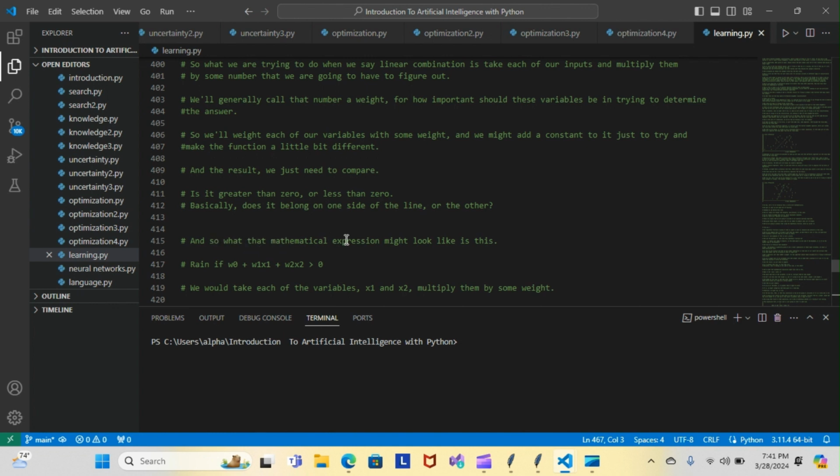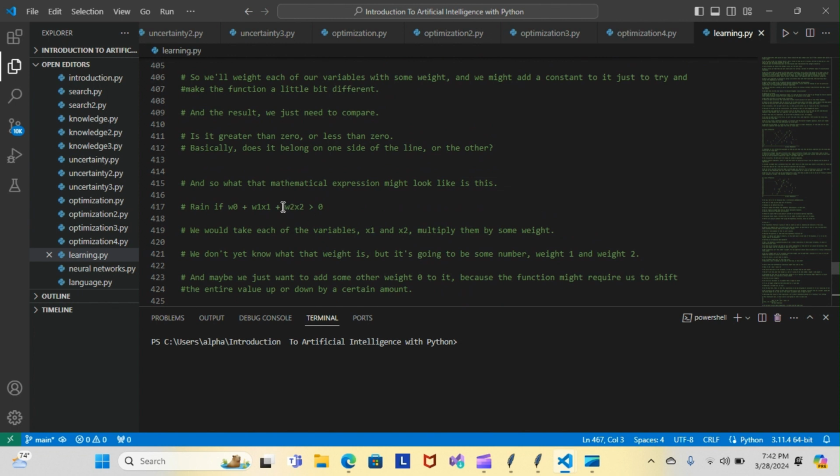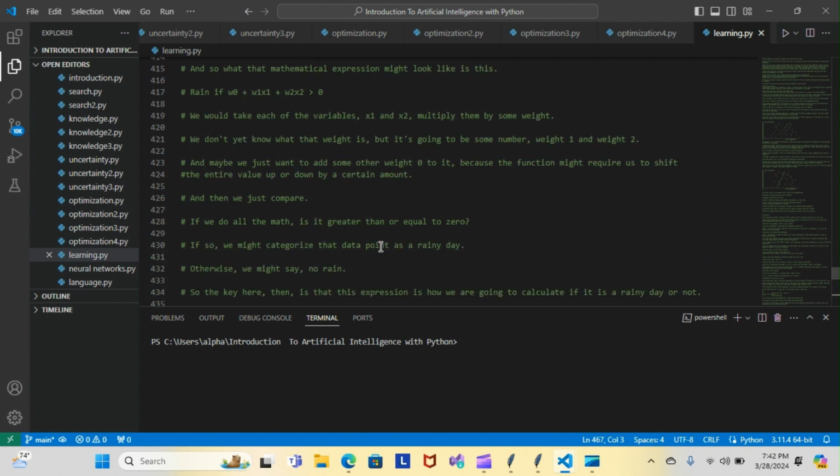And so, what the mathematical expression might look like is this: rain if w0 + w1·x1 + w2·x2 is greater than or equal to zero. We would take each of the variables x1 and x2, multiply them by some weight. That would be the w0 I showed you. And we don't yet know what the weight is. That's why it's w0, but it's going to be some number, weight one and weight two. And maybe we just want to add some other weight zero to it because the function might require us to shift the entire value up or down by a certain amount. And then we just compare. If we do all the math, it's greater than or equal to zero.